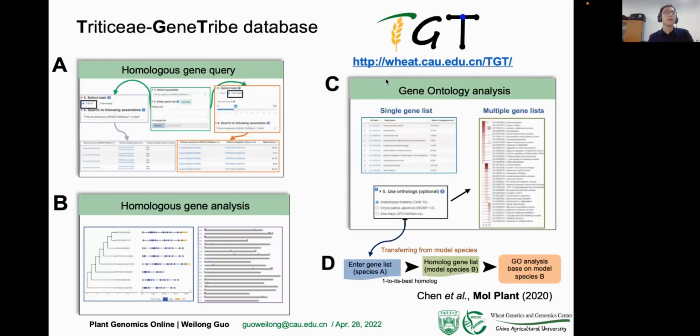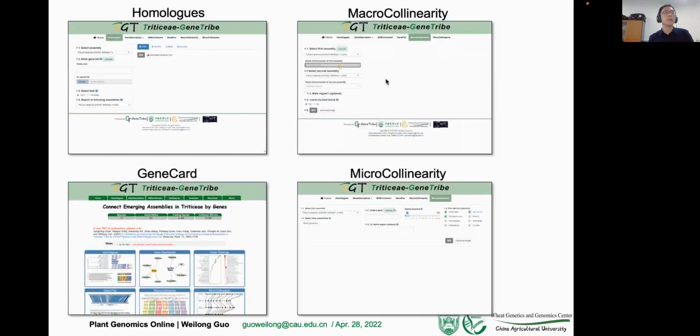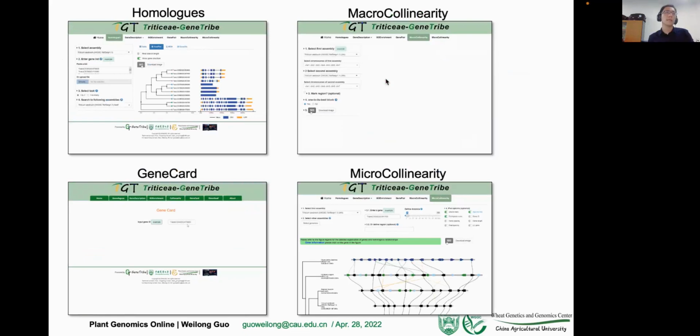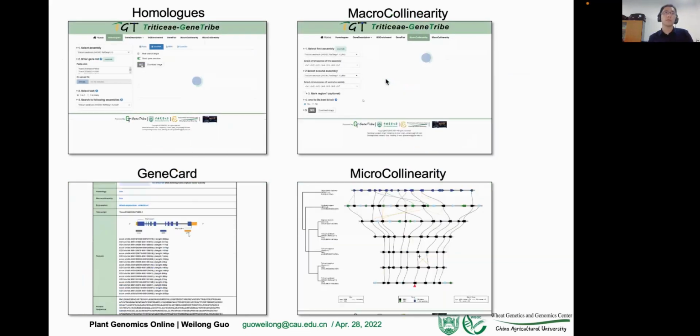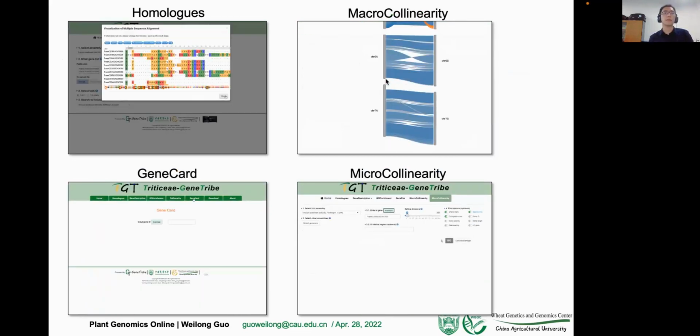Then we developed the TGT database as an online server supporting the exploration of homologous genes in the Triticeae tribe, incorporating functions of homology query, analysis, and GO analysis. One can just click the buttons on the web pages and generate the tables and figures with a user-friendly interface and versatile parameters.